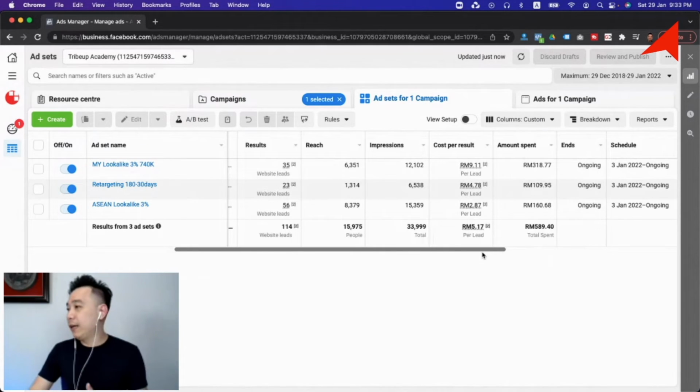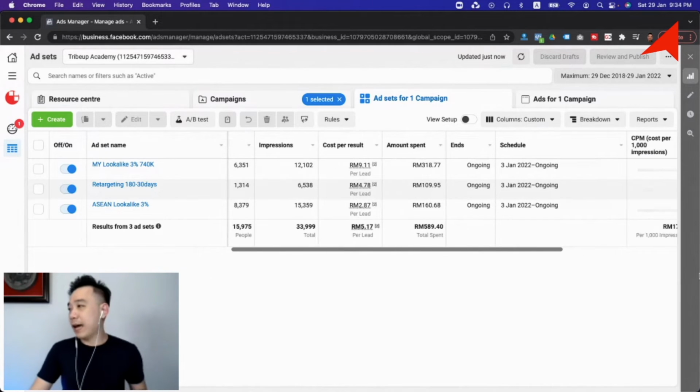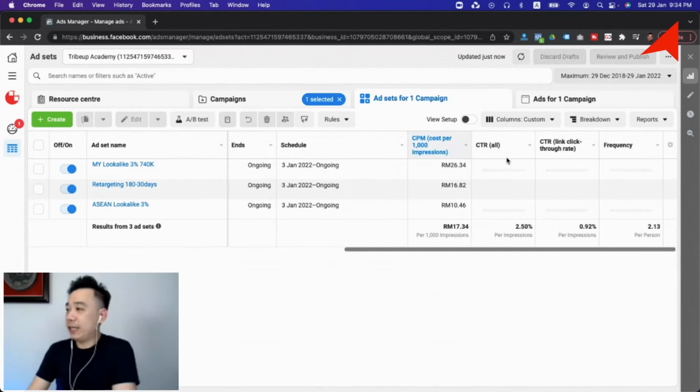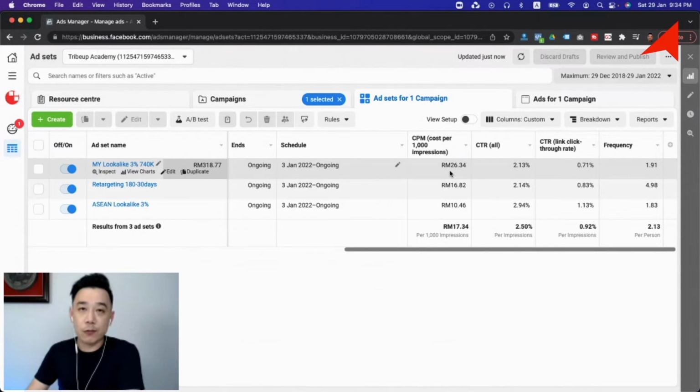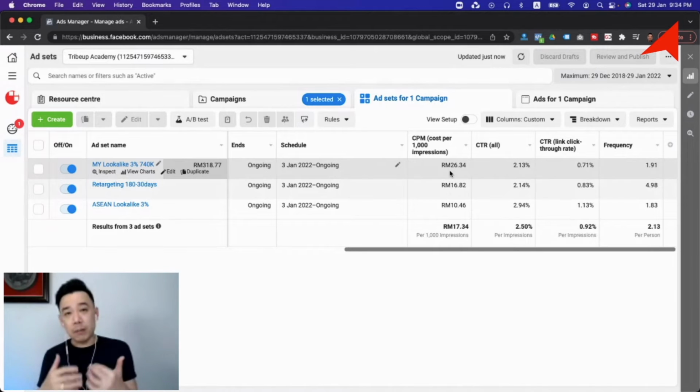So basically, the 3 metrics that we pull out were first the CPM, the CTR all, and the CTR link click. Now, always remember, the CPM is the real cost that you are paying Facebook for running your ads. It charges you for every 1,000 times they show your ads. It fluctuates all the time. Sometimes it gets slightly more expensive and sometimes it gets cheaper, depending on the market condition.